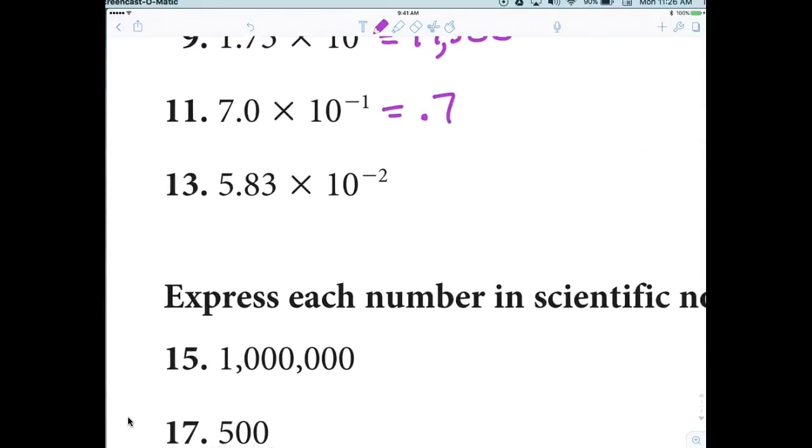They're going to do 5.83, and then they're going to move 2 to the left, and it's going to equal 0.0583. Good job. She knew it. Perfect. 0.0583. Everybody happy with that? All right.